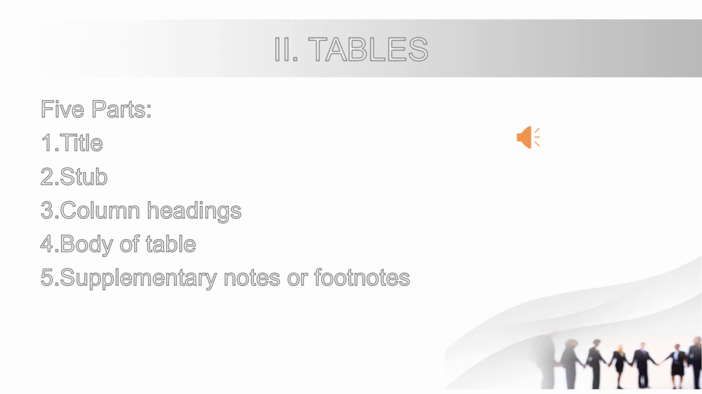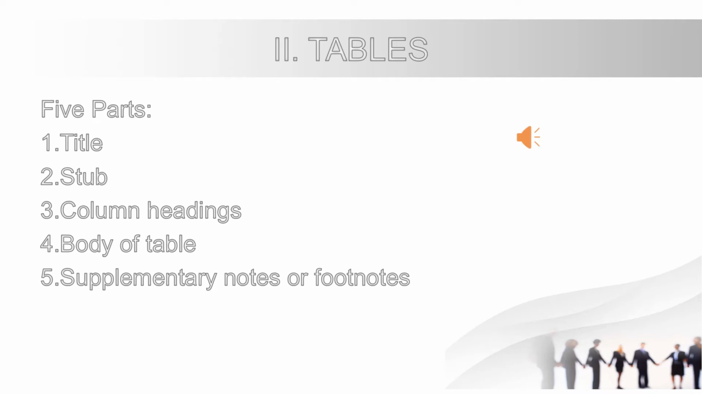So there are four types of footnote. Number one, we have the source notes. Number two, other general notes. Number three is notes on specific parts of the table. And number four is the notes on the level of probability.